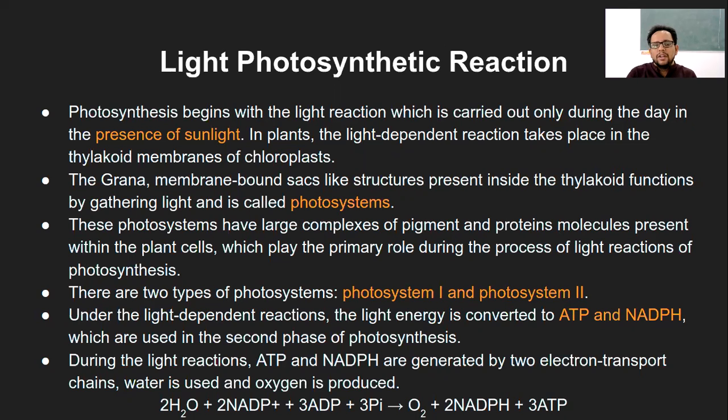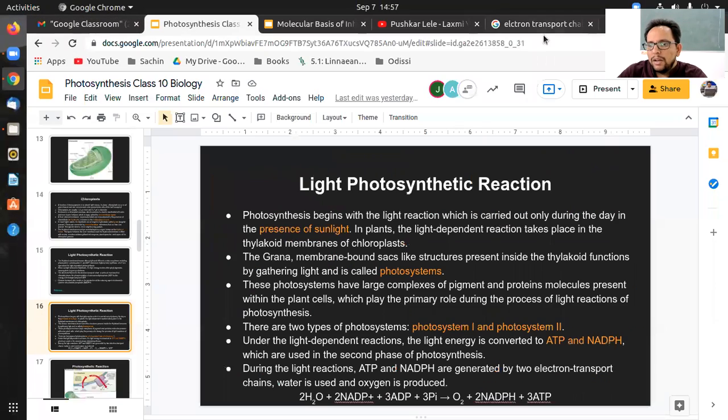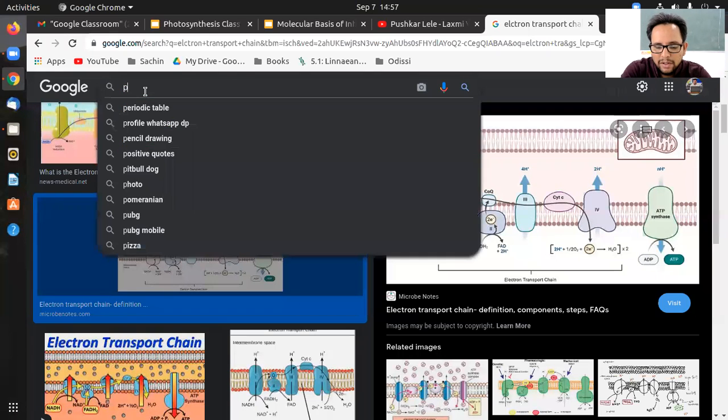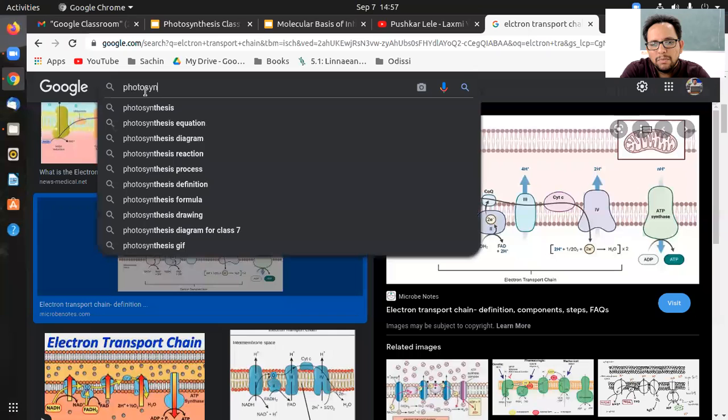They function first by gathering the light, and this function is done by photosystem 1 and 2. So photosystems are complexes of proteins. Again, let me try to show you those molecules. These are very complex molecules, the photosystems.